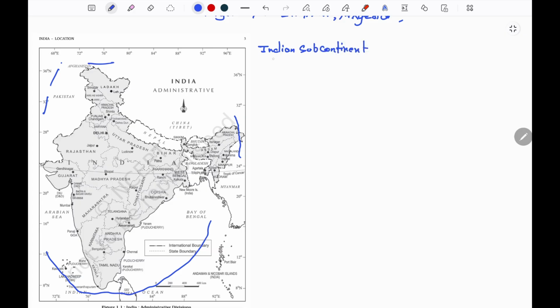Now it contains the countries other than India also. They are Pakistan, Nepal, Bhutan, Bangladesh, and India.